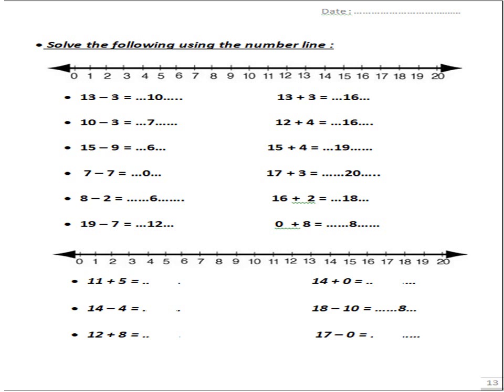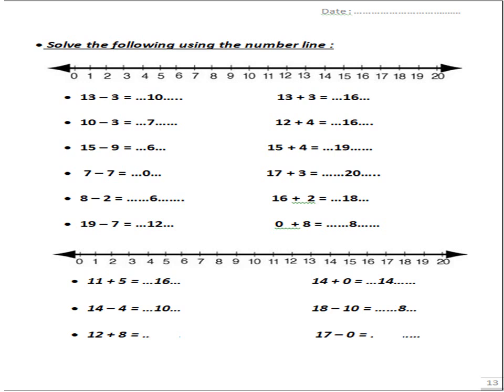We stop at 11 and make 5 jumps forward, so the answer will be 16. 14 plus 0. We stop at 14. Plus 0 means we do not make any jumps forward or backward, so it will be the same. It will be 14. 14 minus 4. We stop at 14 and make 4 jumps backward, so the answer will be 10.